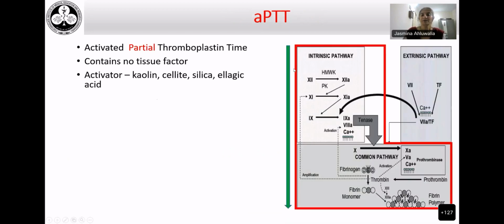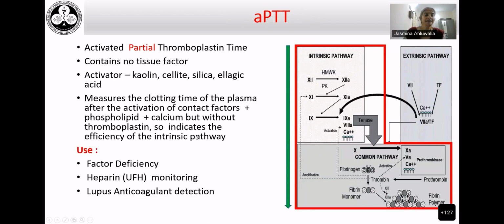So this is the part of the coagulation cascade that the APTT addresses. That means it's essentially all other factors other than factor 7. It measures the clotting time of plasma after activation of the contact factors, this part, in the presence of phospholipid and calcium, but without thromboplastin. So it indicates the efficiency of the intrinsic pathway. The three main uses of APTT are essentially to detect a factor deficiency of any factor other than factor 7, to monitor heparin, especially unfractionated heparin, and for lupus anticoagulant detection.